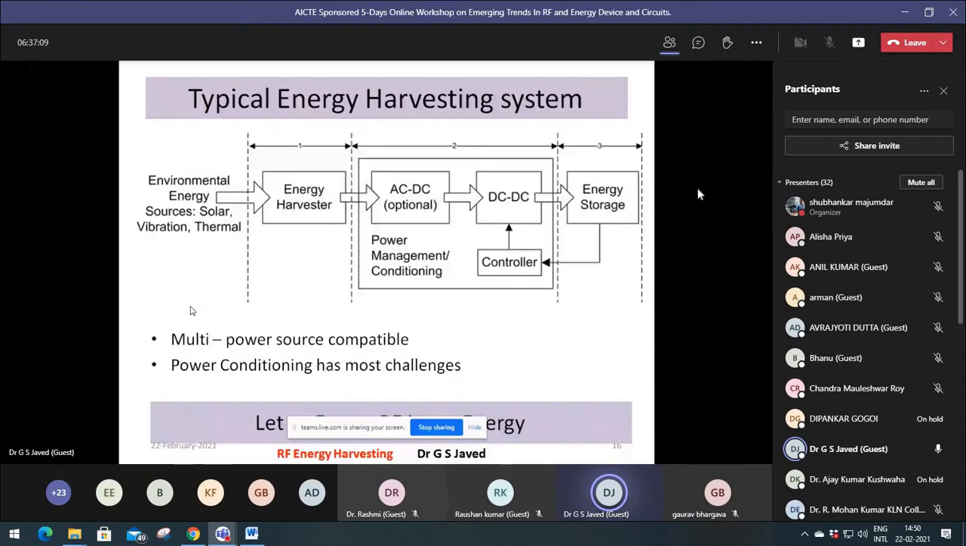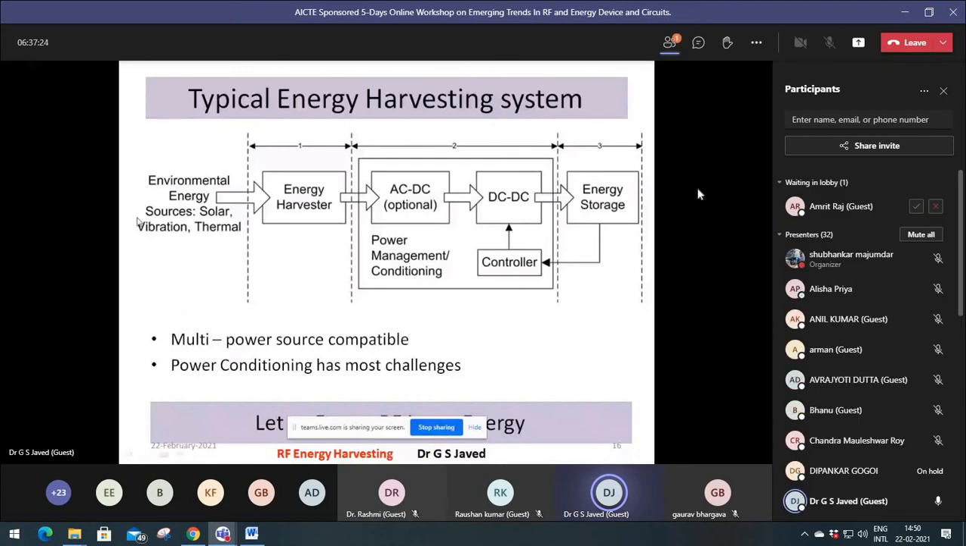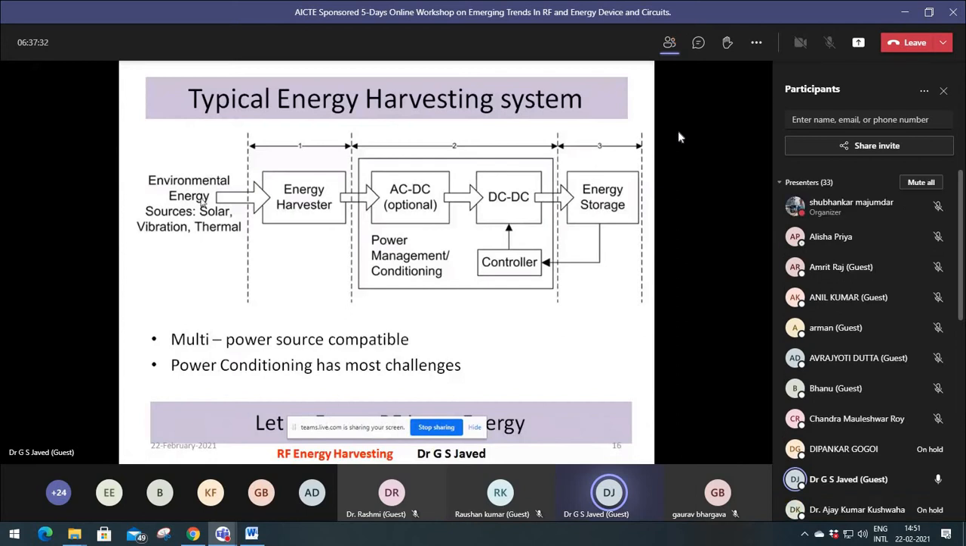So how does a typical energy harvesting system look like? On the extreme left, you find environmental energy: solar, thermal, vibration, etc., PV, and these are all the sources. Once you have these sources, you need to sense them. So you sense them using an energy harvester, harvest them. So take in whatever is available externally and then supply it inside.